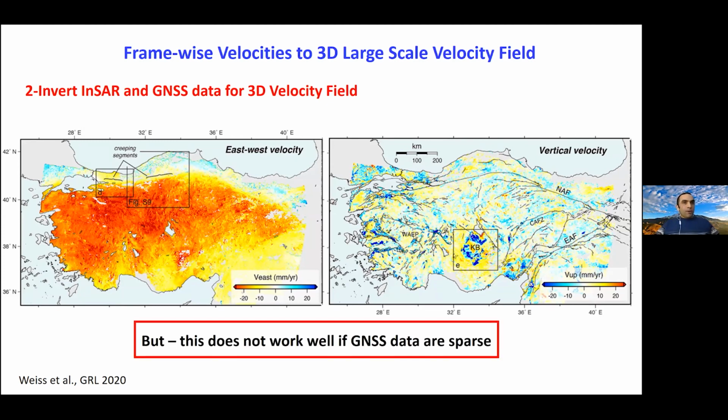So this two-step approach works well when we have a dense GPS network, such as in Turkey. However, when the GNSS data are sparse, this approach is not good, because the interpolated GNSS data are not accurate in that case.